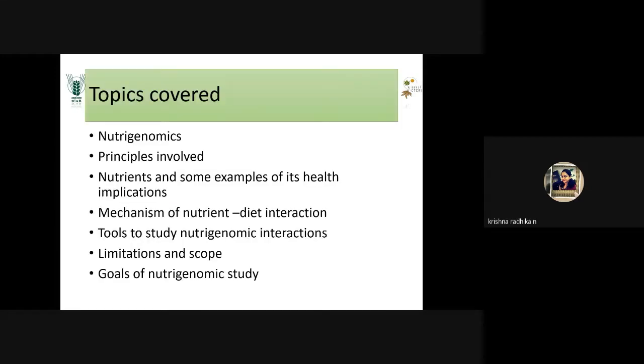So I'll be covering the topic: what is Nutrigenomics, the principles behind Nutrigenomics, nutrients, and some examples of its health implications, mechanism of nutrient-diet interaction, tools to study nutrigenomic interactions, limitations and scope of nutrigenomics, and the goals of nutrigenomic study.